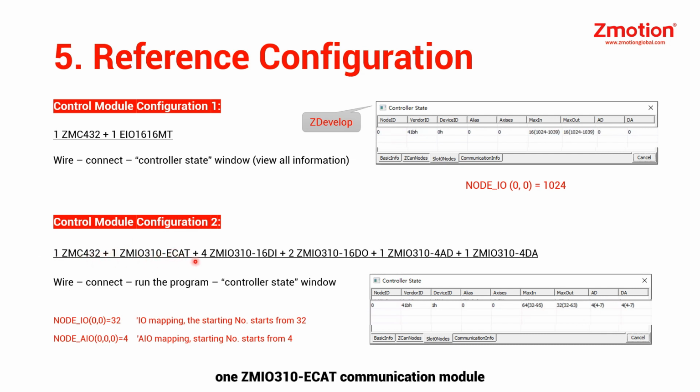ZIO310 EtherCAT communication module, 4 input modules, 2 output modules, 1 analog input, and 1 analog output. Wire them, use ZDevelop to run it and check the information. It can be seen the starting number is 32. 16 digital inputs and 32 digital outputs are expanded. Analog starts from 4. 4 analog inputs and 4 analog outputs are extended.